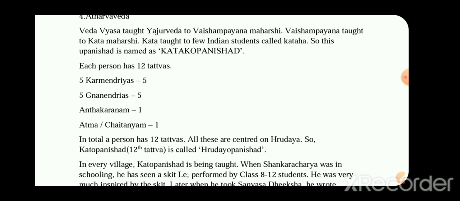He also taught that Yajurveda to Katha Maharshi, whose name is Katha. So Vedavyasa taught Yajurveda to Vaishampayana, and then Vaishampayana also taught his knowledge to Katha Maharshi. And what did Katha Maharshi do? He also taught the same knowledge to some Indian students who are called Kataha. Kataha means the students with whom he shared his knowledge.